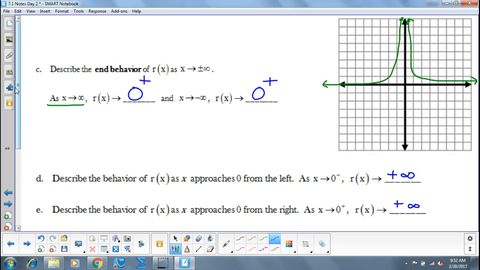Vertical asymptotes, you might want to write this down. Vertical asymptotes come from restrictions in the domain. Horizontal asymptotes come from end behavior. Horizontal asymptotes have nothing to do with what's going on in the middle. It's all about what's going on at the infinities. Okay? Did you write that down? Yeah, exactly.